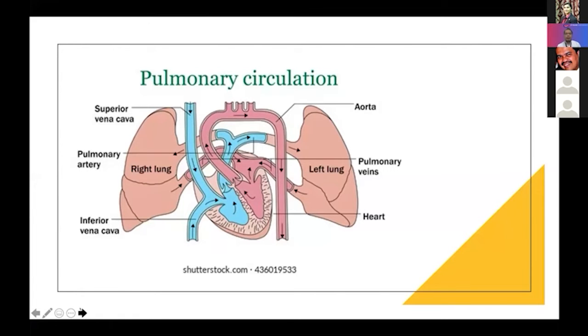So let's see, how does scleroderma affect the pulmonary circulation or cause pulmonary hypertension?